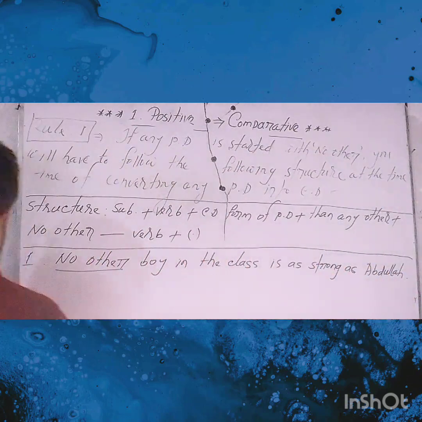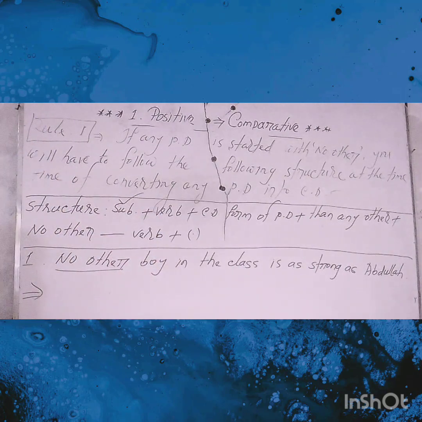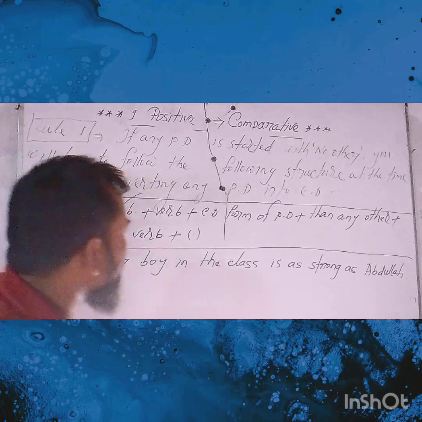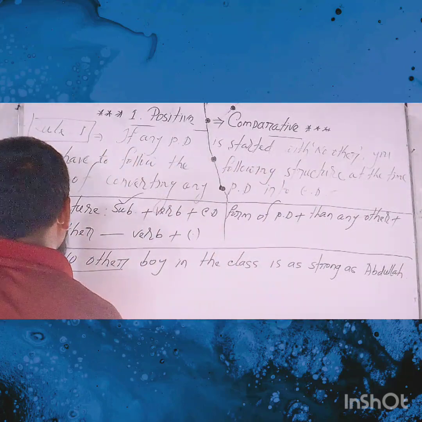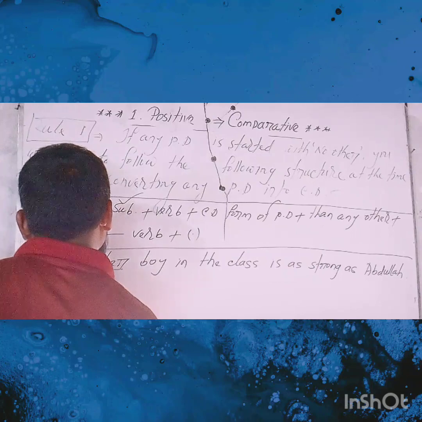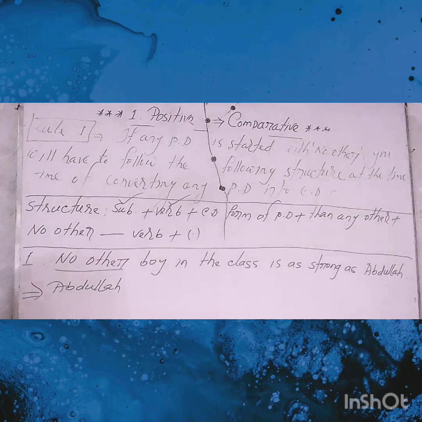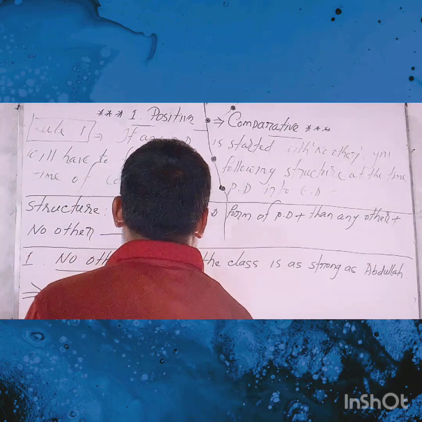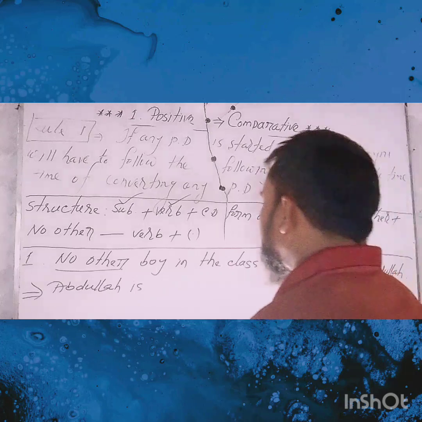So, my dear learners, we are trying to solve this problem according to the structure. At first we'll have to write down the subject. What is the subject? This sentence's subject is Abdullah. So write down Abdullah. Next we'll have to use the verb from the statement. Here the verb is "is." Next we'll have to write the comparative degree form of the positive degree. Here the positive degree is "strong," and the comparative degree form of strong is of course "stronger."